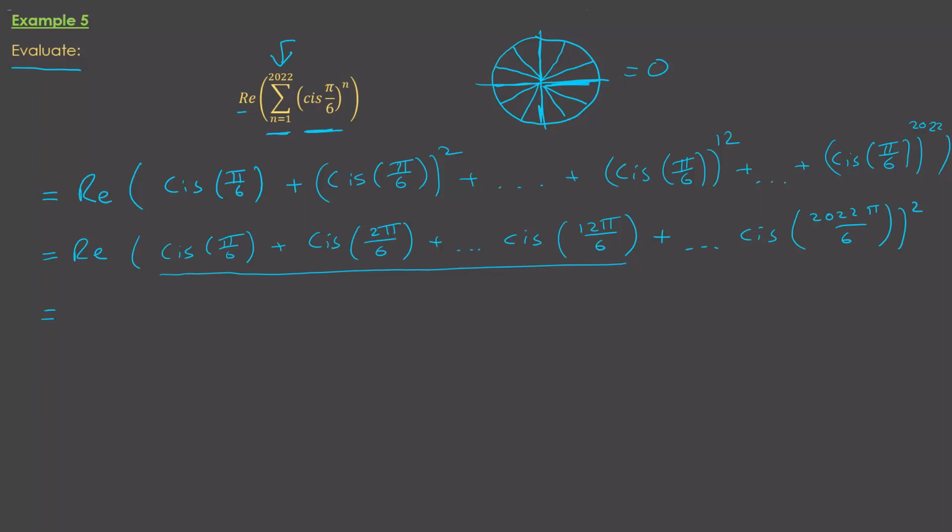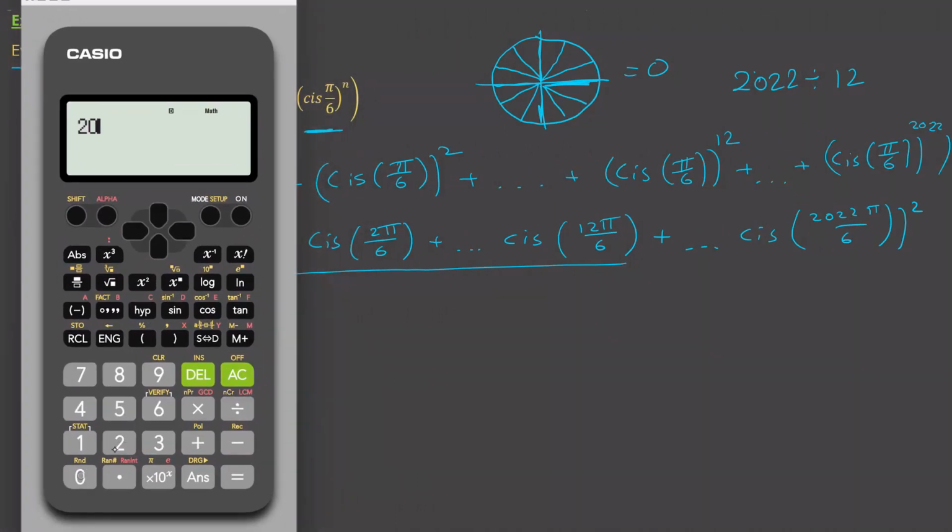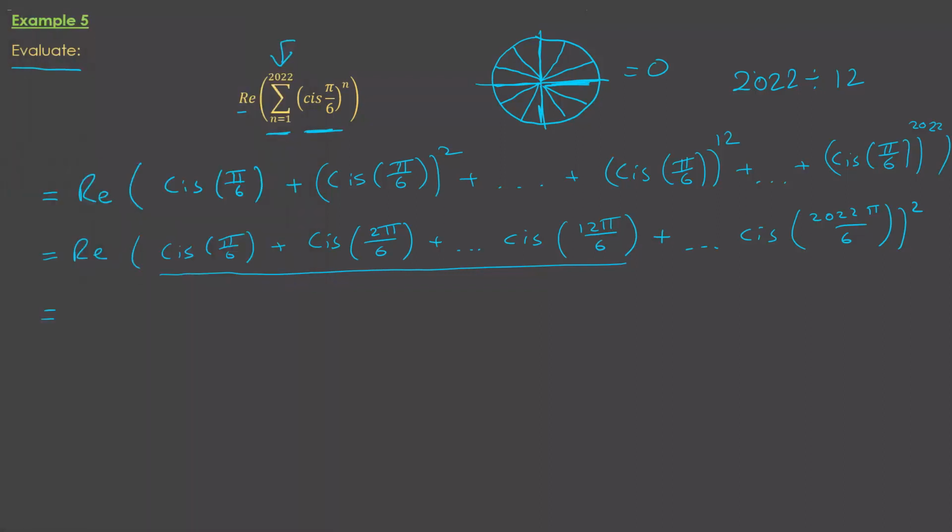So we're only going to be left with the ones after that situation. So what we're going to do is 2022 divided by 12. How many times does 12 go into 2022? So 2022 divided by 12 gives me 168.5. 168 multiplied by 12 is 2016. So everything up to 2016 pi by 6 is going to be 0.